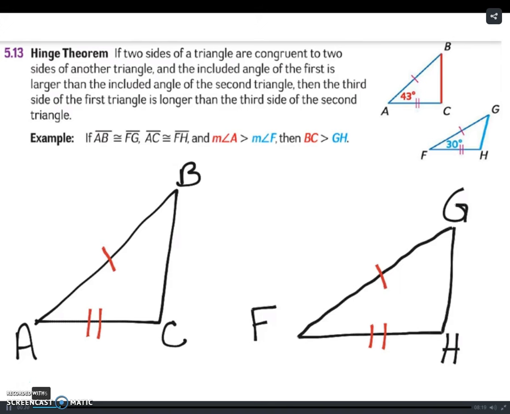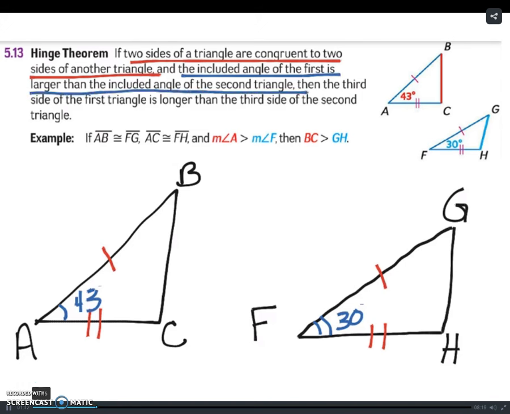Okay, so that's the first part. You have two sides of a triangle that are congruent to two sides of another triangle. Then it also says the included angle of the first triangle is larger than the included angle of the second triangle. So they've said that on triangle ABC, angle A is 43 degrees, and that on triangle FGH, angle F is 30 degrees. And you're going to notice that's the included angle on both of those triangles.